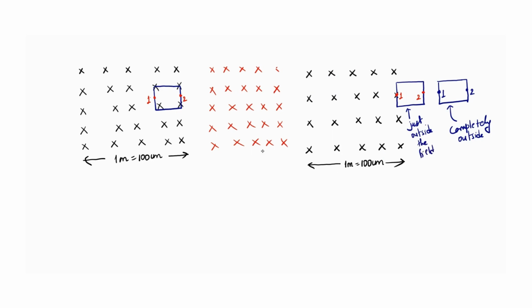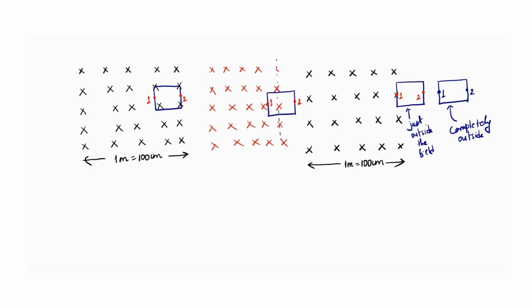And in this diagram we have this situation. It is the intermediate condition. Some part of the loop is completely outside the field, and some part of the loop is completely inside the field. So we have this situation. Clear?